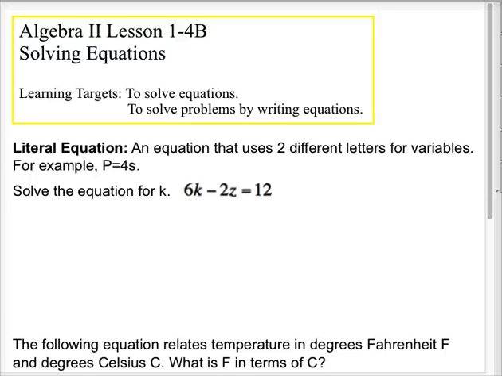Welcome back for the second half of lesson 1-4. So we're going to continue our conversation of solving equations, and we're going to continue with those same learning targets, working on solving equations and solving problems by writing equations.